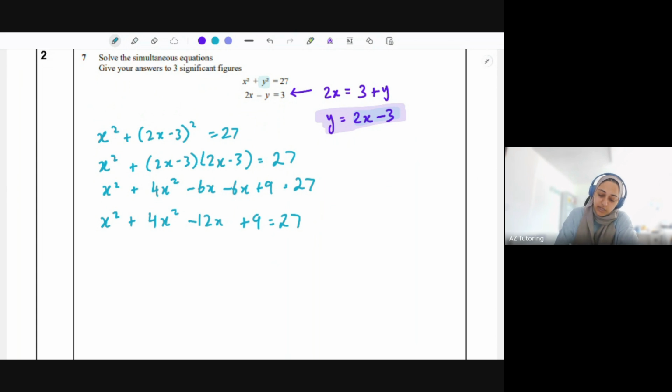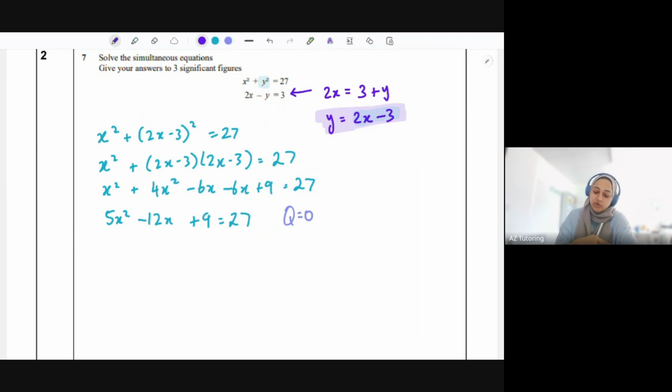I could have simplified that first part, actually. I could have said x squared plus 4x squared is 5x squared. Just totally missed that off. Okay, so we've got a quadratic because we've got x squared, x, and a number. What do we always make quadratics equal to? You'll see that recurring theme throughout. We always make quadratics equal to 0 to be able to solve it.